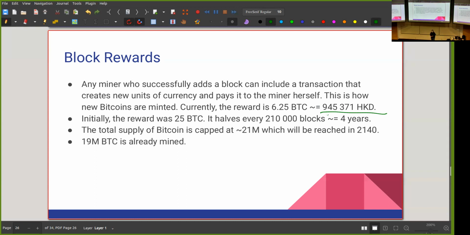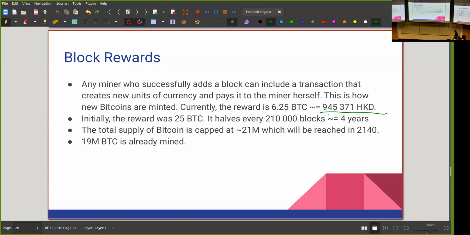But this reward actually keeps getting smaller and smaller as time goes on. And the reason this reward gets smaller is because we don't want to have an infinite supply of money. If we have an infinite supply of money, the thinking was that we would have a lot of inflation, maybe. So the reward was originally 25 Bitcoins per block, but it's cut in half almost every 4 years. It's cut in half every 210,000 blocks.